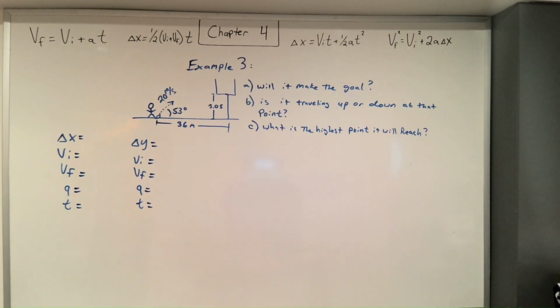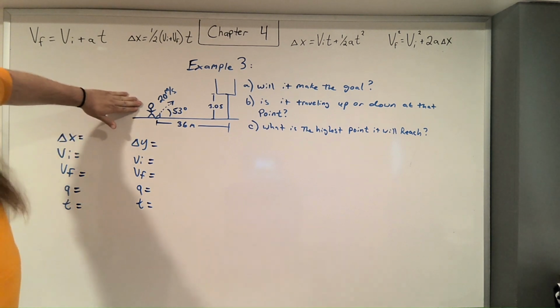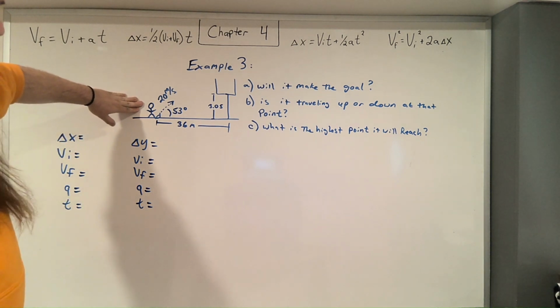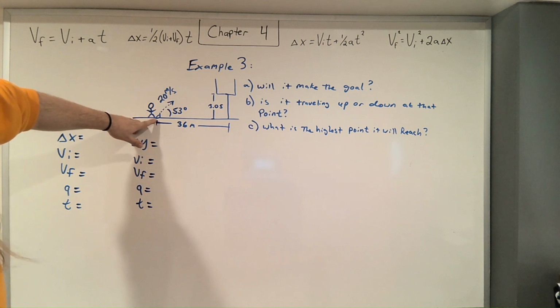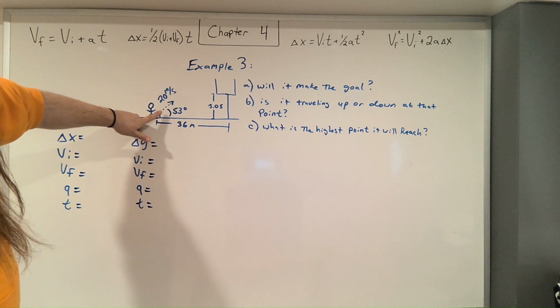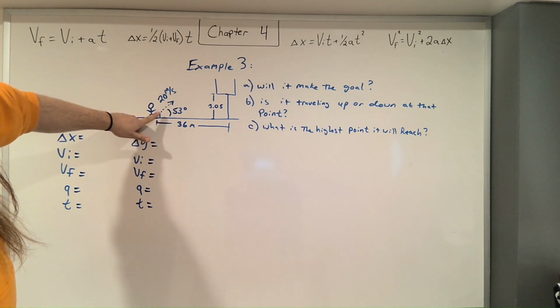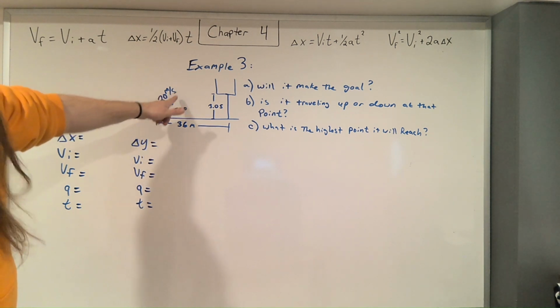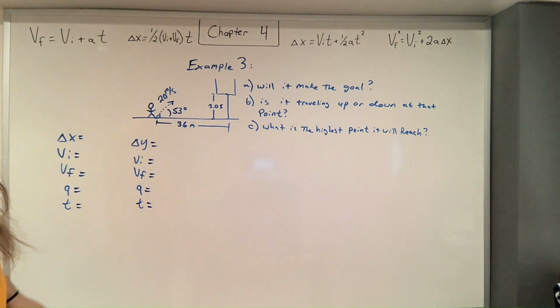Example 3 here is going to be pictorial. To write all this out would just take up a lot of board space, so I'll use a picture here to explain the third example. Here we have an American footballer kicking a football. He kicks the football with an angle of 53 degrees and an initial velocity of 20 meters per second.